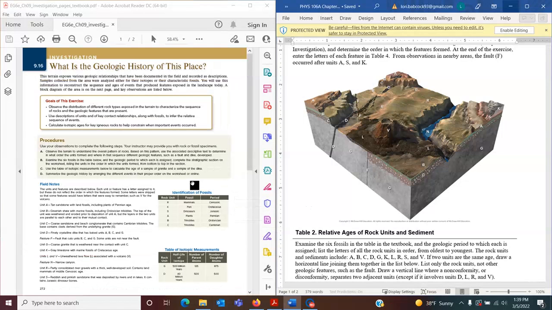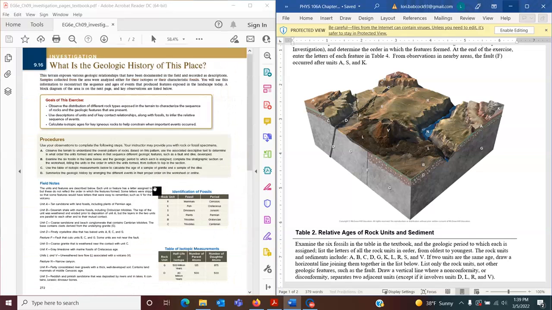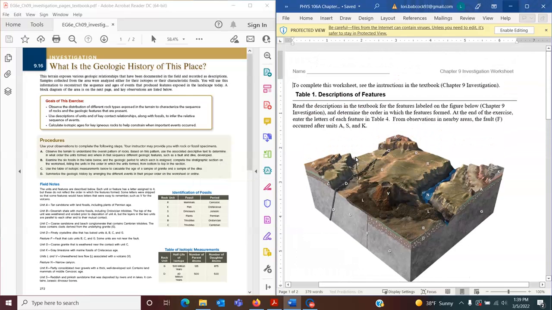I want to go through part 2 of the lab on geologic time. On the left here, I have the textbook pages that everybody gets, right? I'll reference those, and then just the worksheet from the book. So everyone needs to read the descriptions of these units that you see here under field notes.